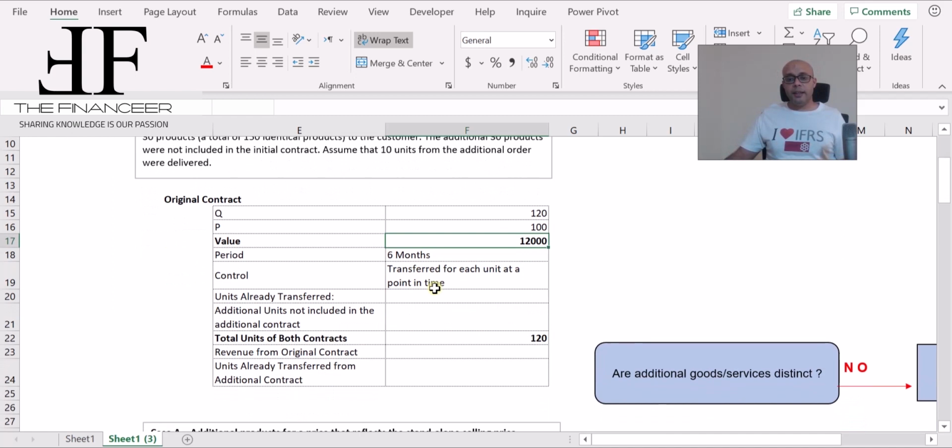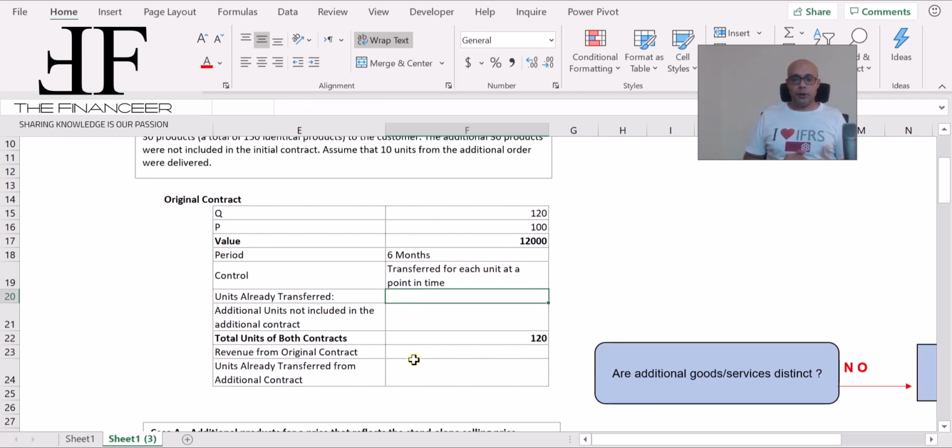Then we have a delivery period for this original contract, 6 months. And one more important piece of information is that the control is transferred to the customer once the entity delivers the product and the services to the customer. This is very important because in step number 5 in the 5-step model, revenue is recognized maybe at a point in time or maybe over time. In this case, revenue is recognized at a point in time. And it is very clear that the revenue is recognized at the time of delivery because at the time of delivery, the control is transferred to the customer.